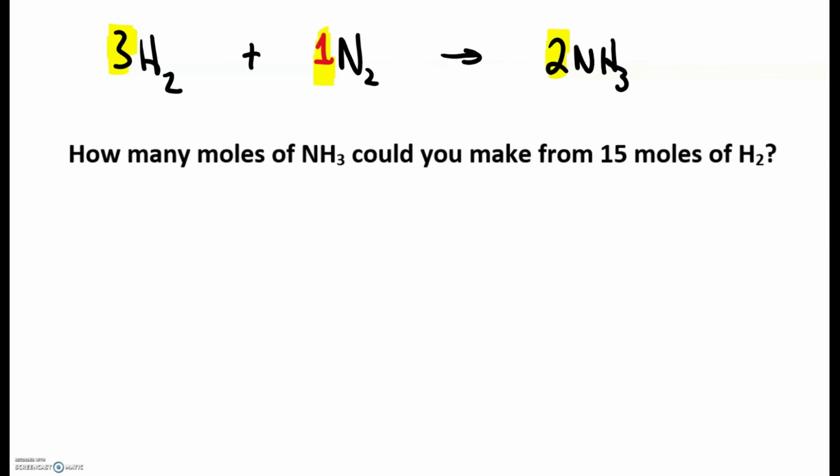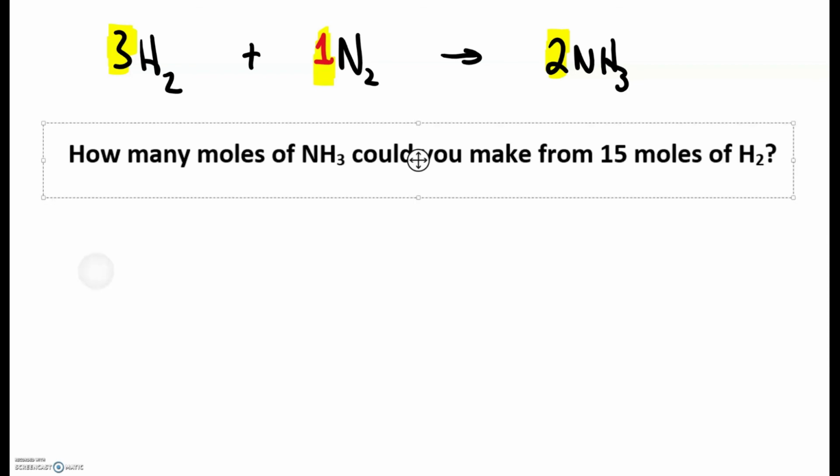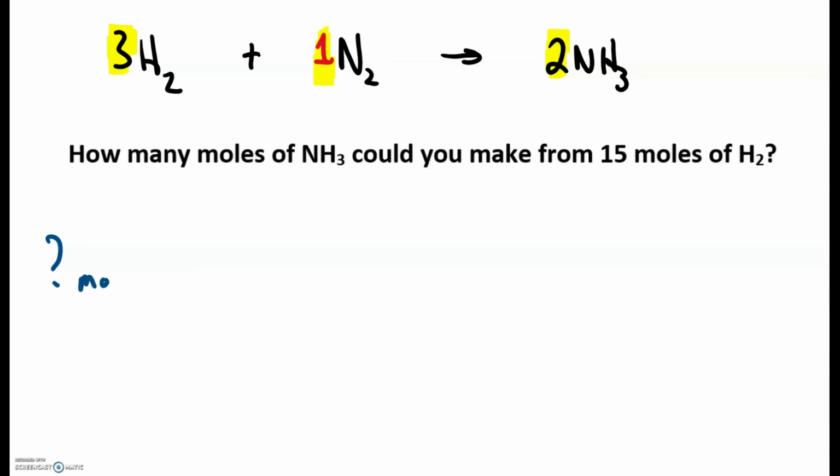Now, there are some of you looking at this and saying that if you're using 15 moles of H2, that's 5 times as many, and that'll give you 5 times as much NH3, and the answer should be 10. I don't do it that way. I'm going to set this up the way we've been doing it. We're going to ask how many moles of NH3 are the equivalent of 15 moles of H2.